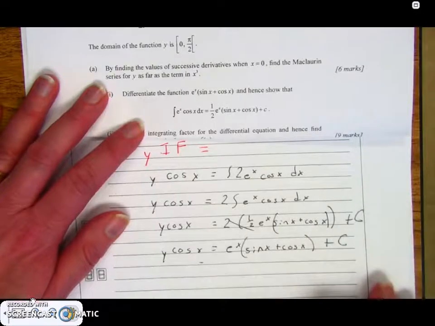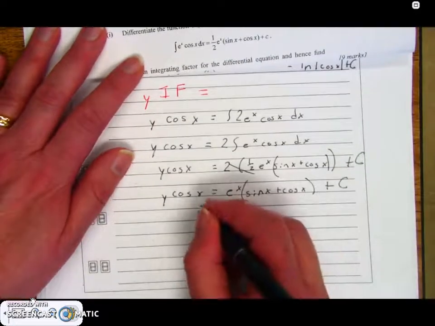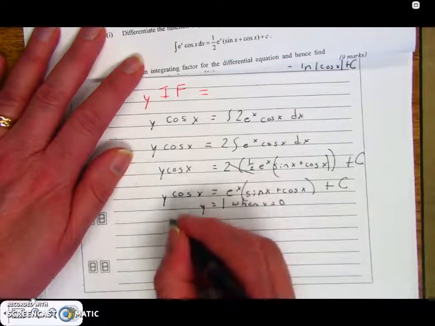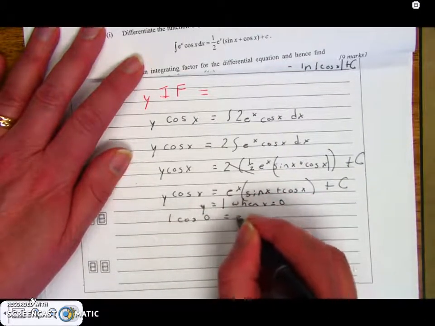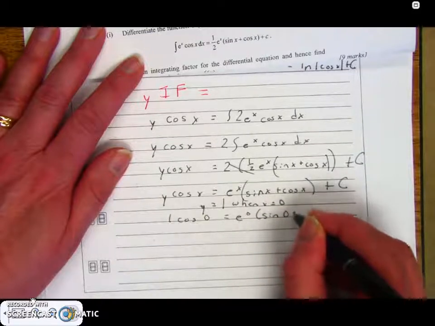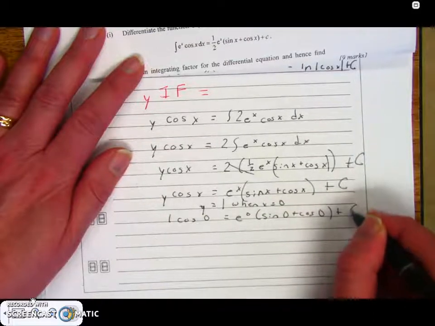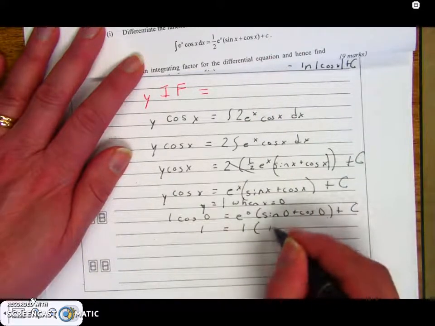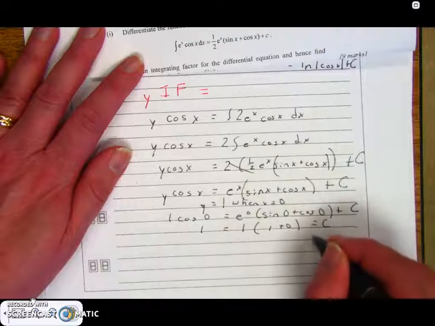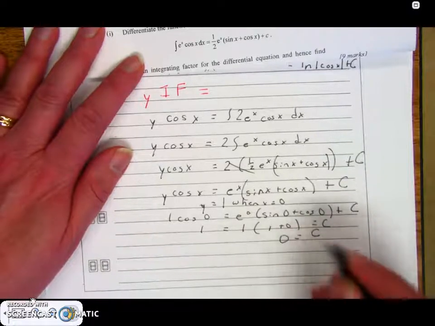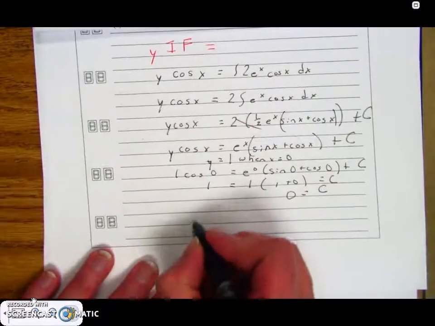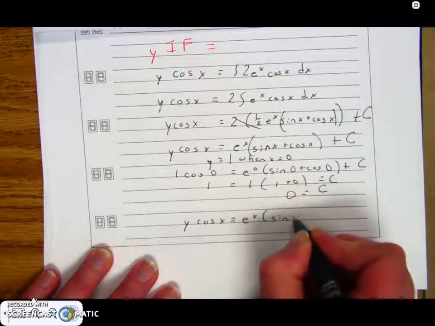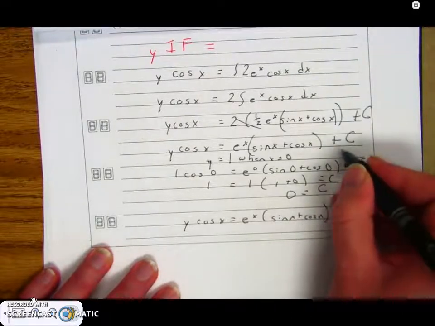plus c. You need to solve for c. y is 1 when x is 0. So you have 1 times cosine 0 equals e to the 0 times sine 0 plus cosine 0 plus c. Cosine of 0 is 1. Sine of 0 is 0. So when you solve this out, c is 0. So now we've got y cosine x equals e to the x times sine x plus cosine x plus 0.